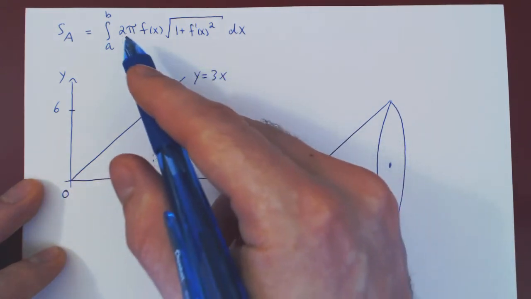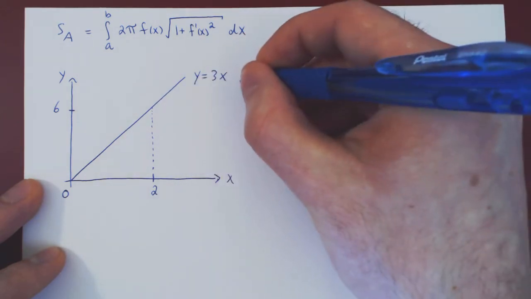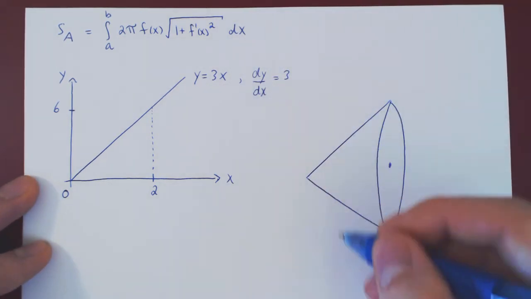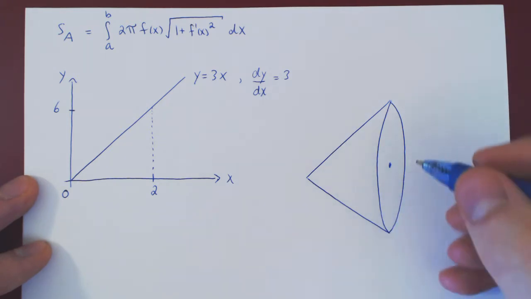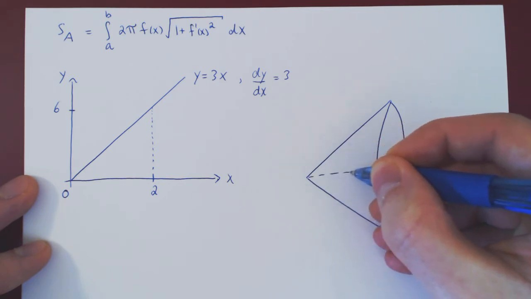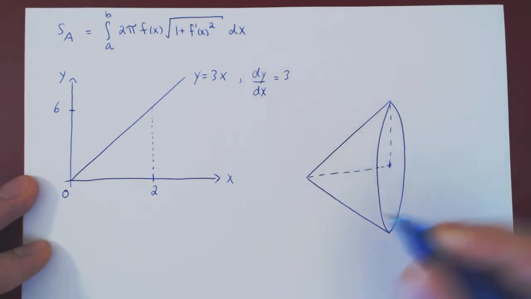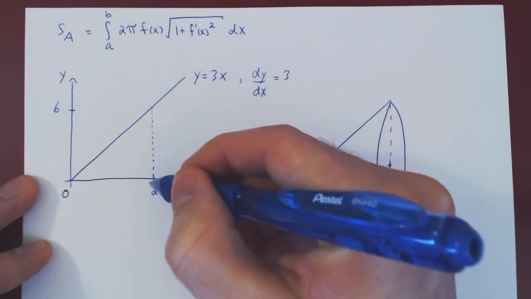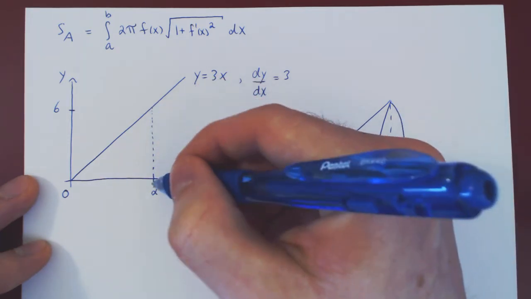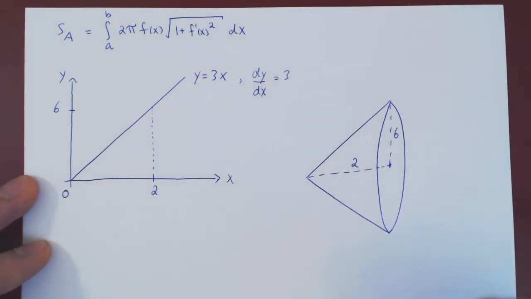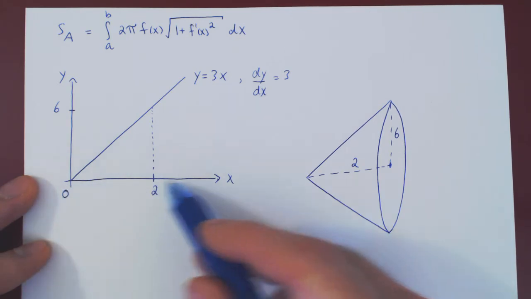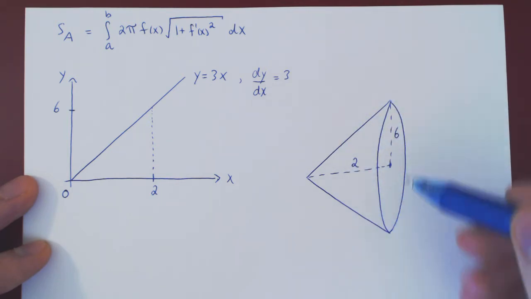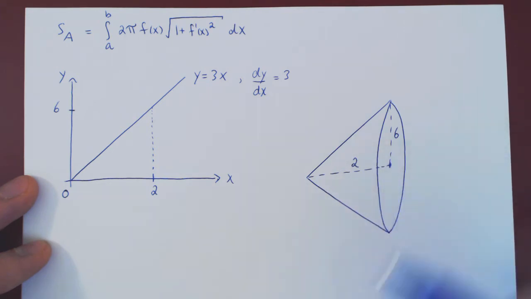f of x, of course, is 3x, so all we need is the derivative, dy over dx equals 3. So now the surface area of this cone, and if you want the classical measurements, the height of the cone would be 2 units, and the radius of the base is the length of the segment, which is of course 6. So by revolving the line y equals 3x about the x-axis for x equals 0 to x equals 2, we generate a cone without the base with a radius of 6 at the base and a height of 2.